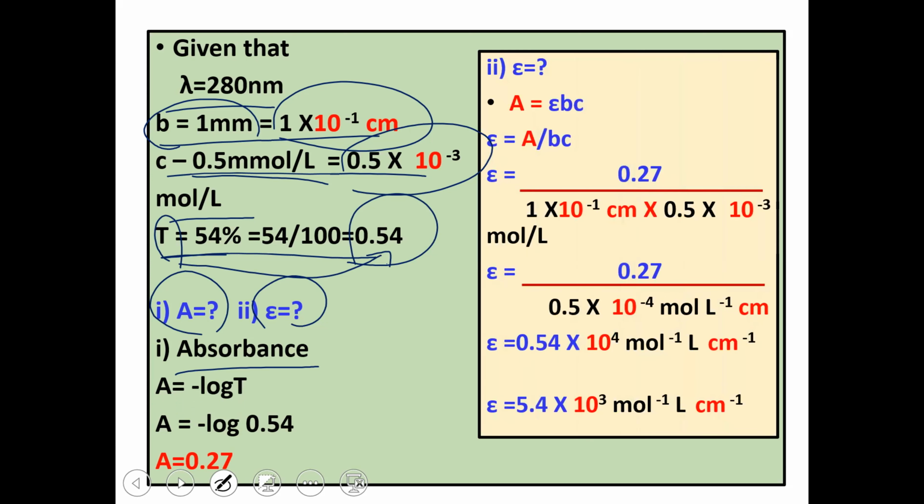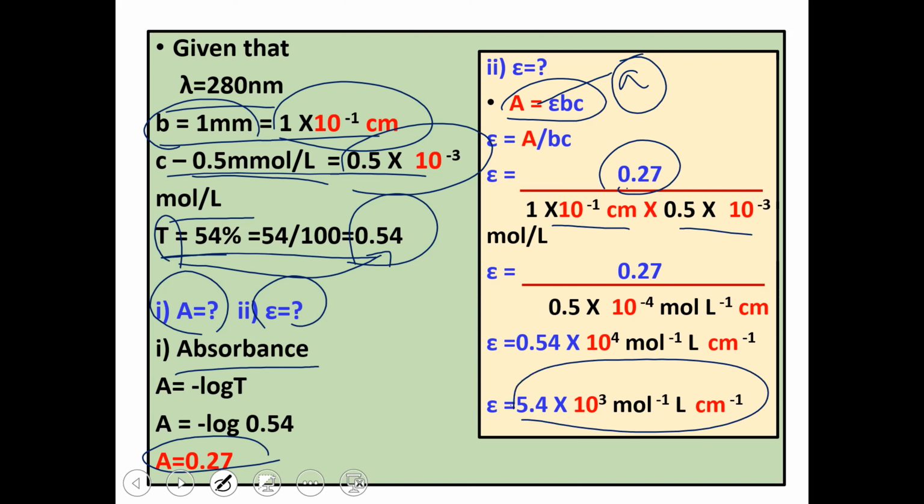The second task is to calculate epsilon, which is the constant absorptivity value. So A is equal to epsilon b c, you know. You can express it as epsilon equals A by bc. The absorbance that is given, you have calculated from the first task, that is 0.27, along with the thickness and the concentration. Once you calculate, you'll arrive at the molar absorptivity. The unit is liters per mole per centimeter.